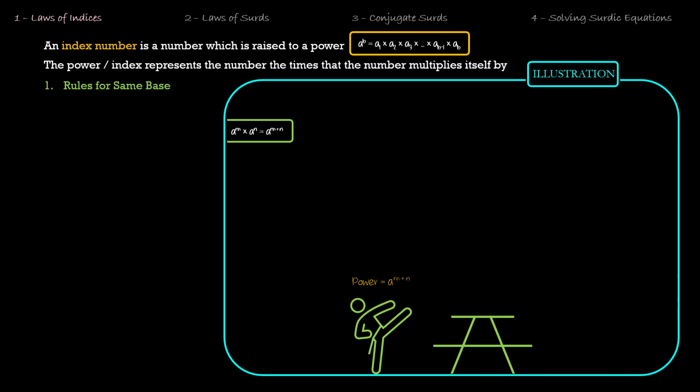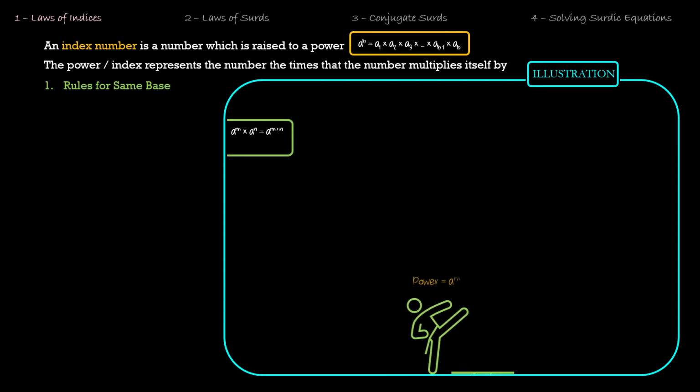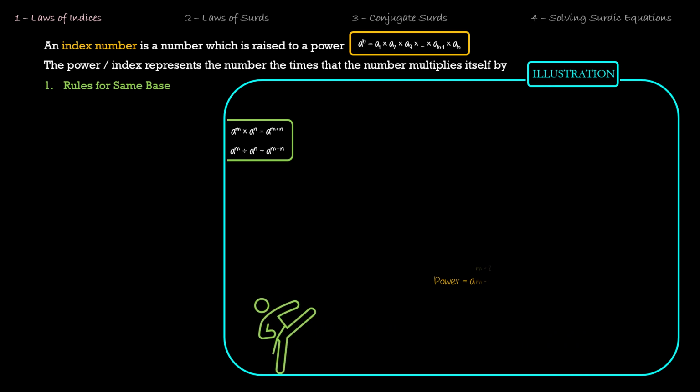This can be extended to the quotient form, where a to the power of m divided by a to the power of n equals a to the power of m minus n. You can imagine this as a person who had consumed m number of energy drinks and wants to lose some of it, so he is exercising to lose it away. Each time he moves, he will lose 1 unit of the energy drink.